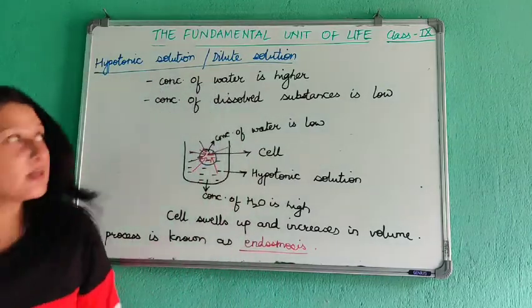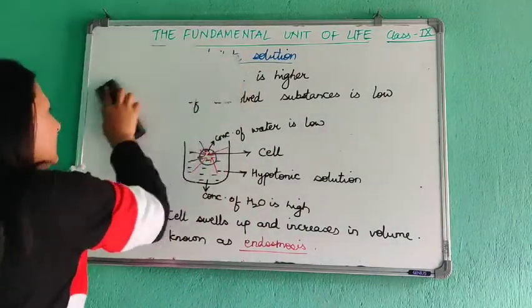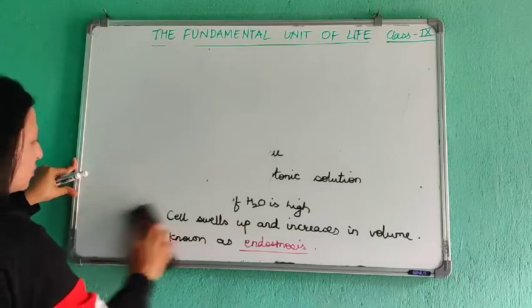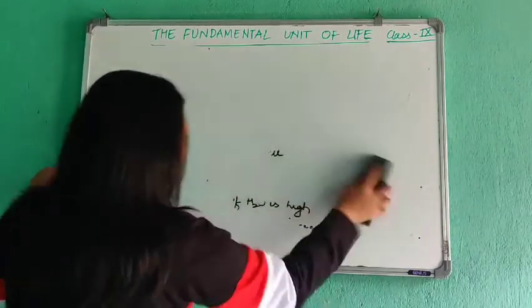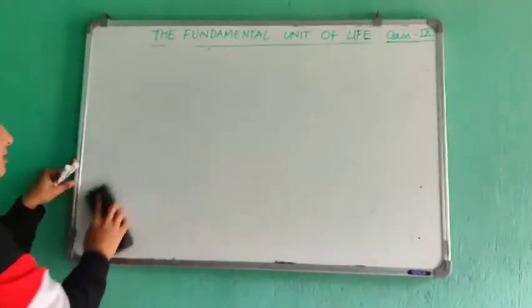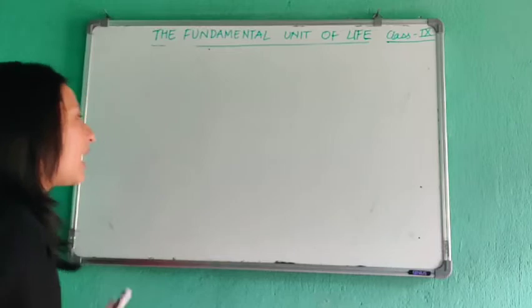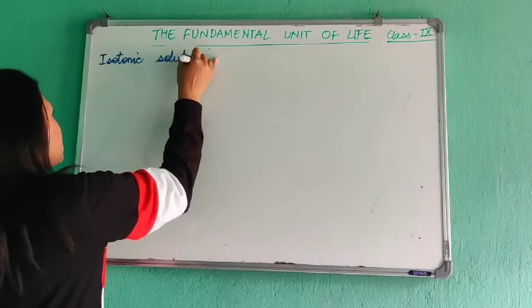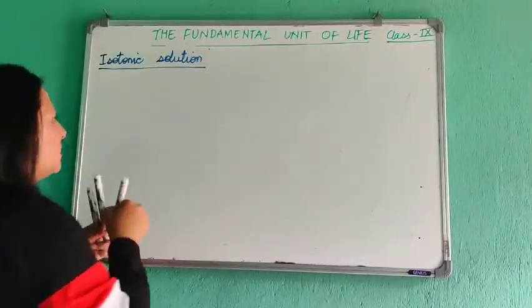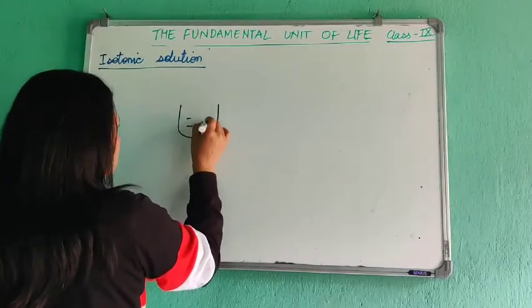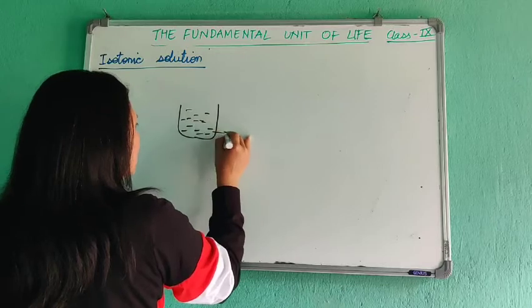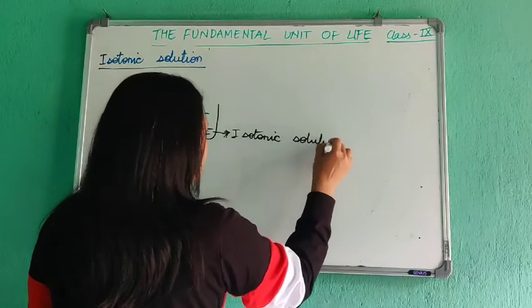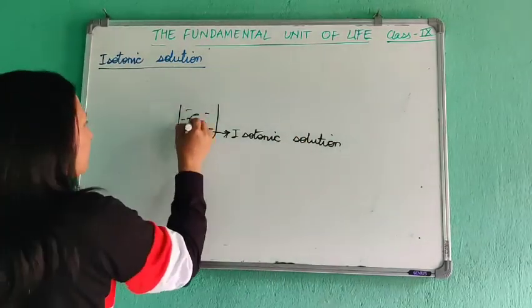Now, next is when we place the cell in isotonic solution. Isotonic solution is a solution where the water concentration inside the cell and the water concentration of the solution are the same. So if the cell is placed in isotonic solution, again a beaker, inside the beaker the solution taken is isotonic, and into this we are dropping a cell.